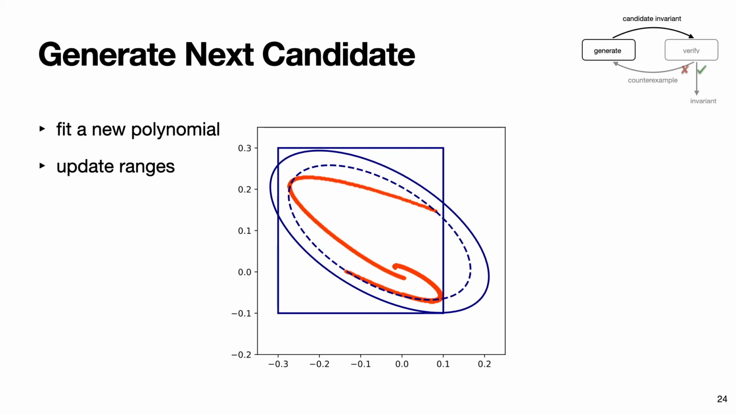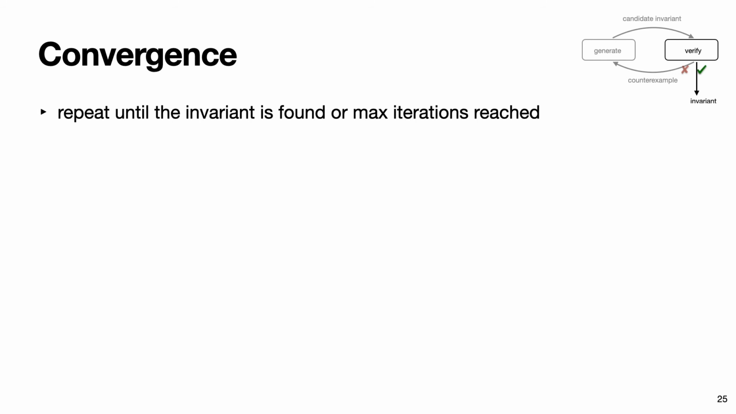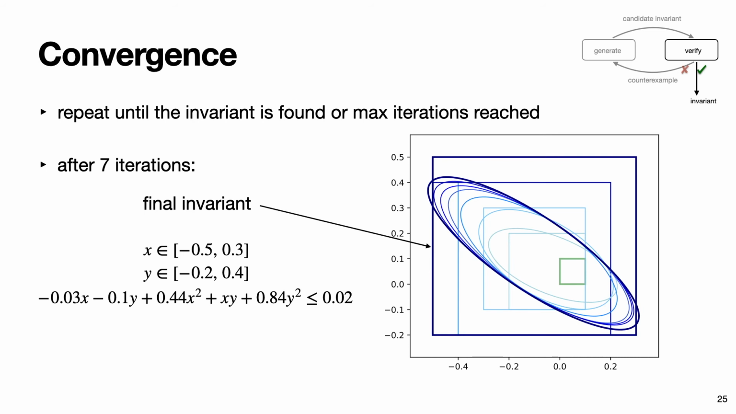We then return to the generate step and obtain a new polynomial and new ranges that include simulated points and all additional counterexamples. Here we show the new candidate invariant in dark blue. And then the loop continues to verify whether this is an inductive invariant. We repeat the generate-verify loop until either the invariant is found or we reach the maximum number of iterations. For the example loop, the algorithm needed 7 iterations to arrive at a final invariant. And here on the graph, the later iterations are shown in darker shades of blue.